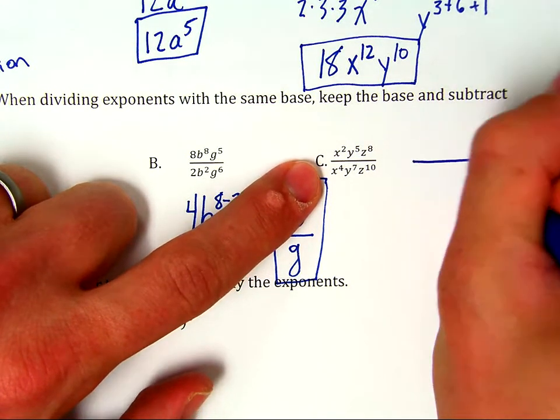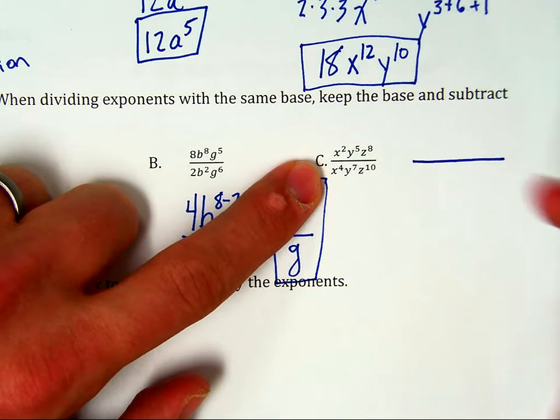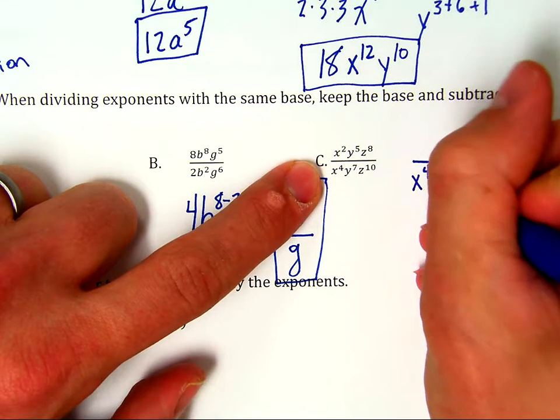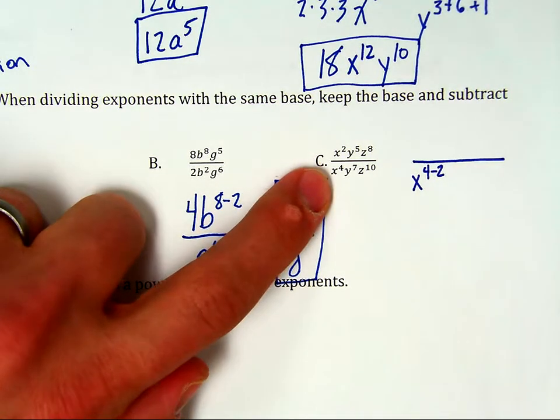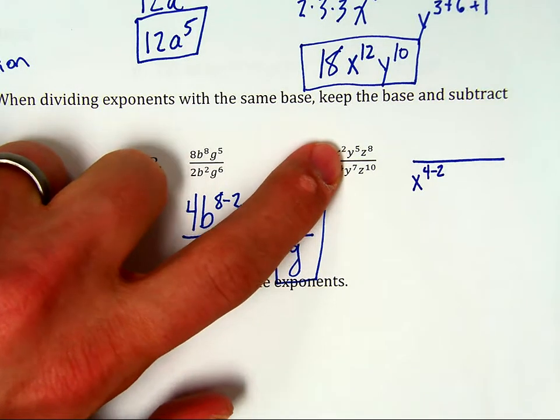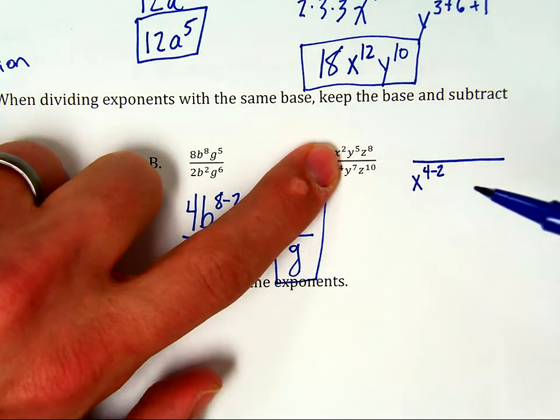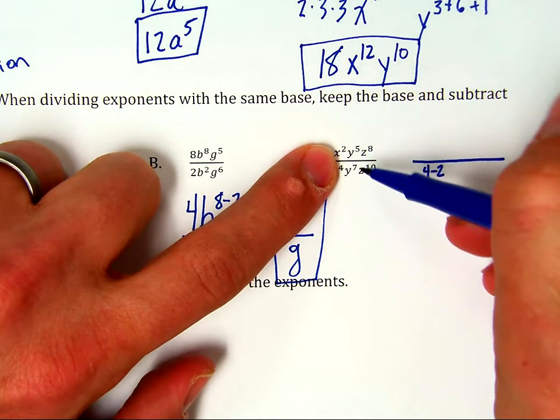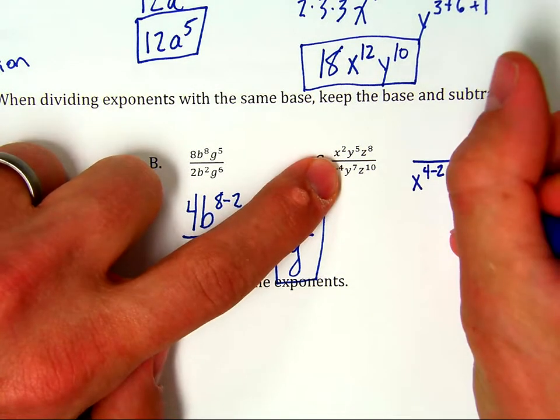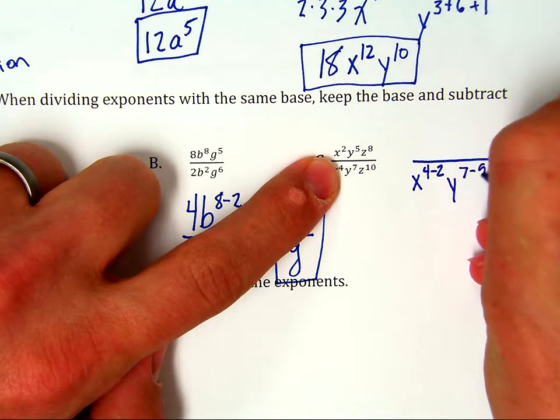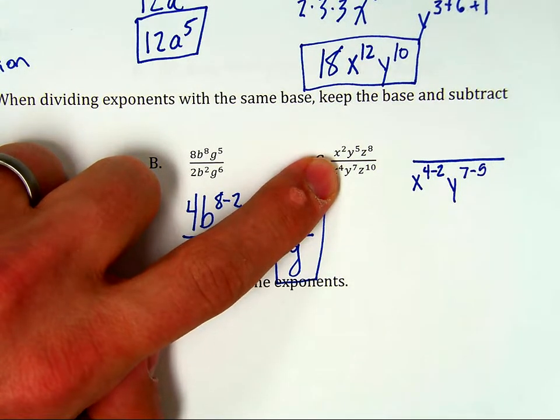So I'm just going to draw a fraction line here, and we're going to say x to the 4 minus 2. That's where my x is going to go. Then I look at the y to the 5th over y to the 7th. Once again, I'm dividing, so I'm going to subtract. But because the larger exponent is in the denominator, we're going to subtract and keep them in the denominator.